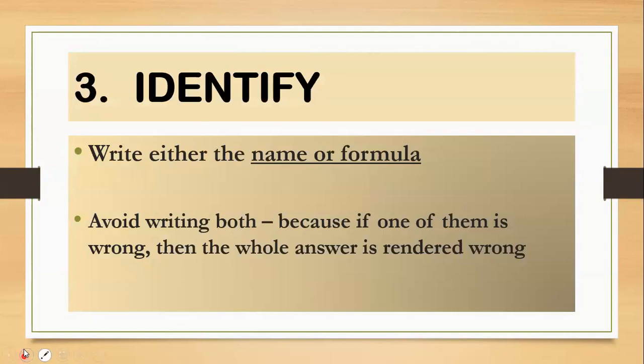Okay. Our third action verb is identify. When you're told to identify, this one is very friendly because you can choose to either write the name or the formula. However, I wouldn't encourage anyone to write both. Why? This is because if unfortunately one of them is wrong, then everything will be wrong. Yes, when they tell you to identify, you can either write the name or the formula.